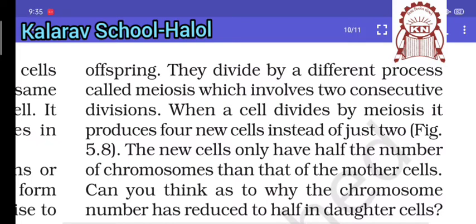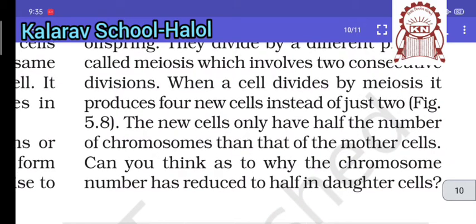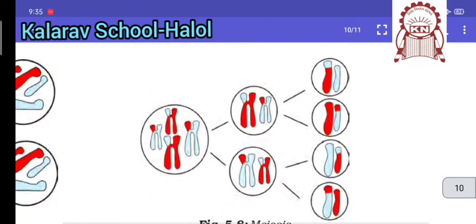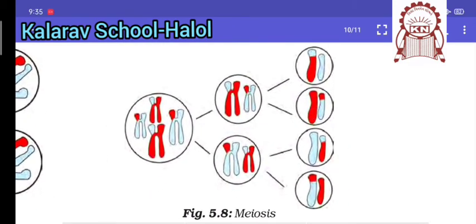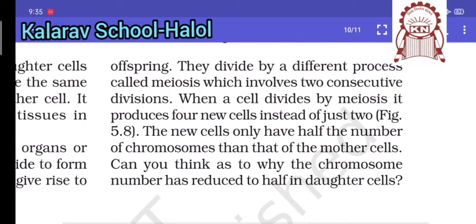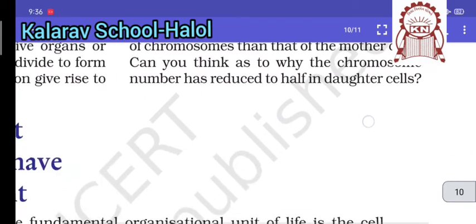In meiosis, consecutive divisions of the cell take place. When a cell divides by meiosis, it produces four new cells instead of just two. Note it down: in mitosis there is formation of two daughter cells, while here four daughter cells are formed. In meiosis the mother cell divides into two, then each again divides into two. The new cells have only half the number of chromosomes of the mother cell.